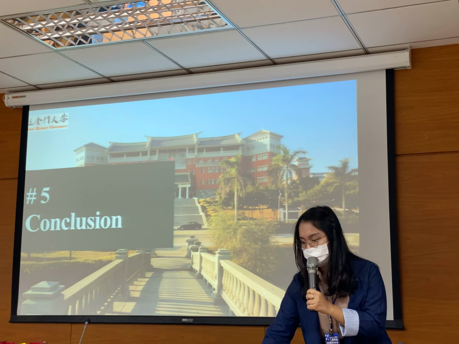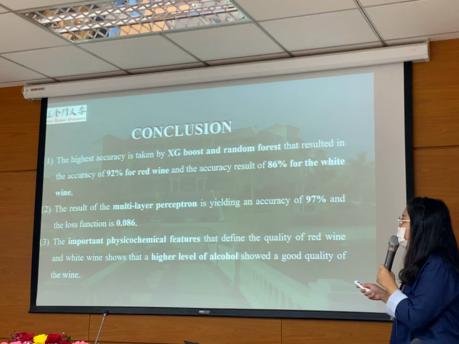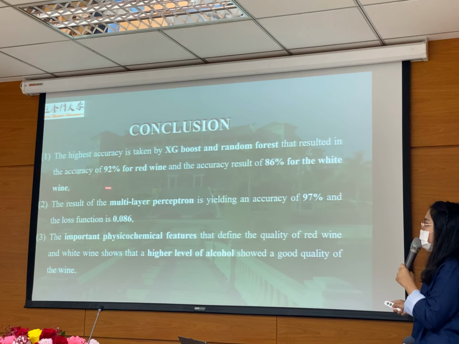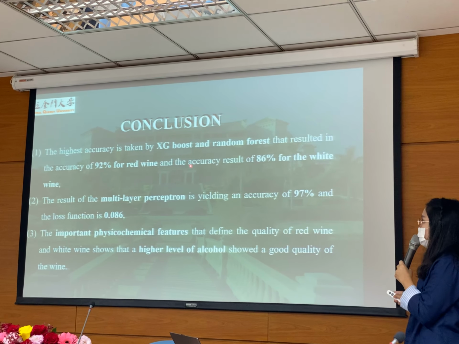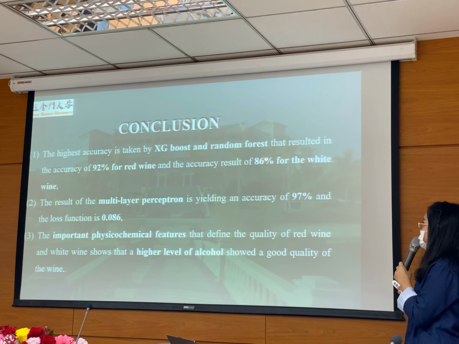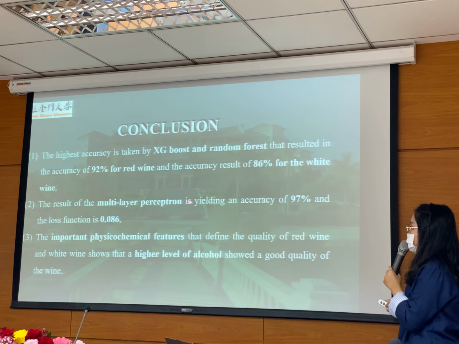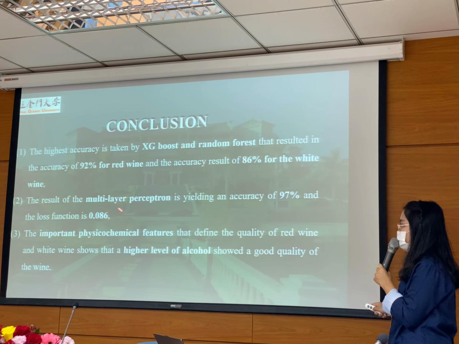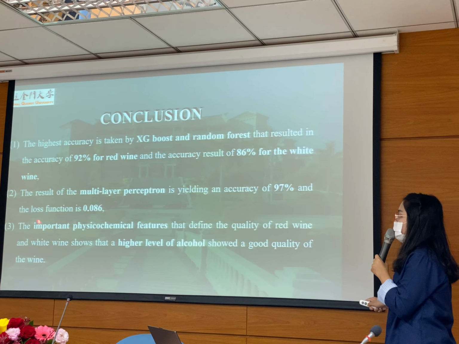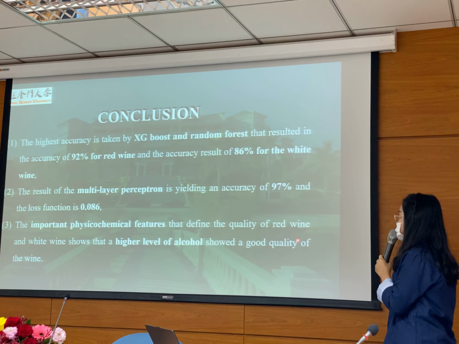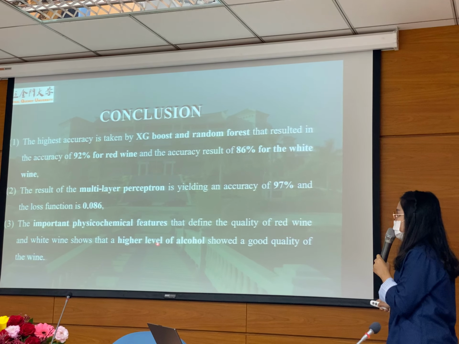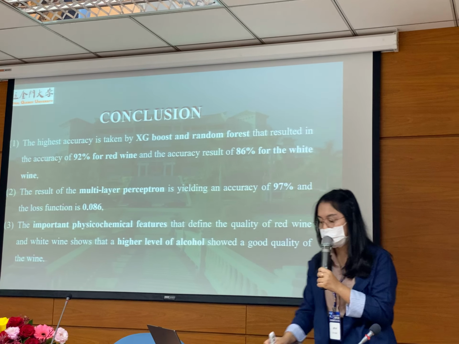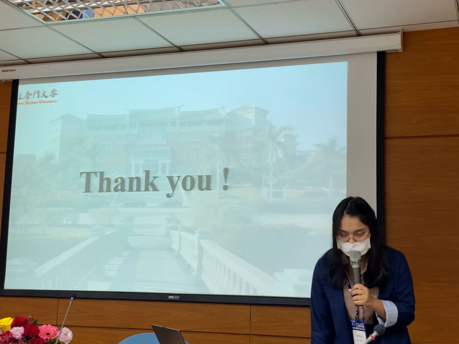So now we would like to move on to the conclusion. The highest accuracy is achieved by XGBoost and random forest, with an accuracy of 92% for the red wine and 86% for the white wine. The multi-layer perceptron yields an accuracy of 97% and the loss function is 0.086. And the important physicochemical features that define the quality of red wine and white wine show that a higher level of alcohol indicates good quality of the wine. So that's all from me. Thank you so much for your attention.